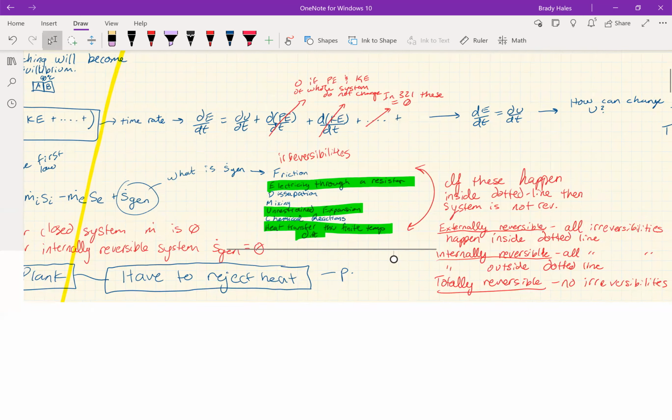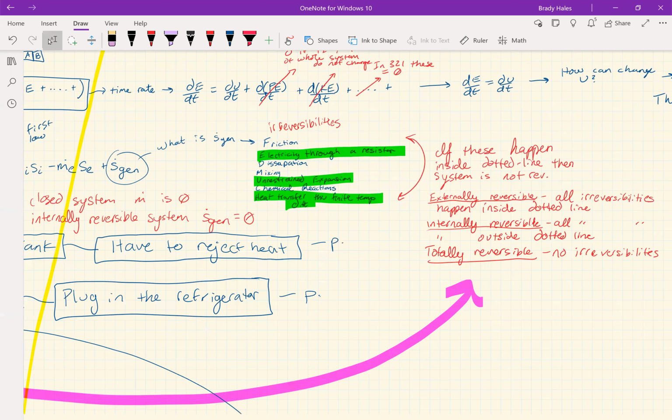And then I pointed out very strongly these definitions here in red: if it's externally reversible, all of these irreversibilities in green are happening inside the dotted line. Internally reversible is that all the green happens outside the dotted line. Totally reversible is there's just plain no irreversibilities, not in the system, not in the surroundings. Okay, and this is important because this tells you if you have S gen or not. If you have an internally reversible system, your S dot gen is equal to 0, like you chose that system, right?